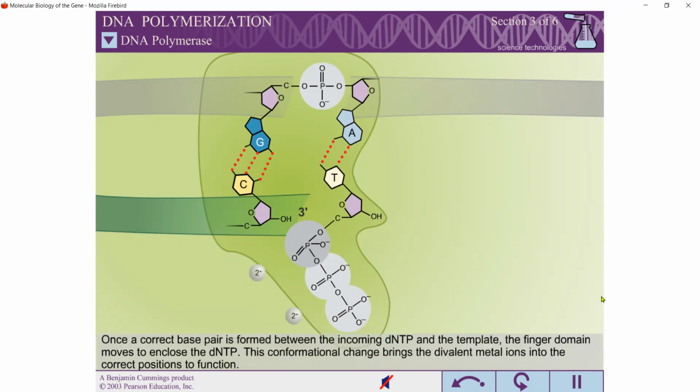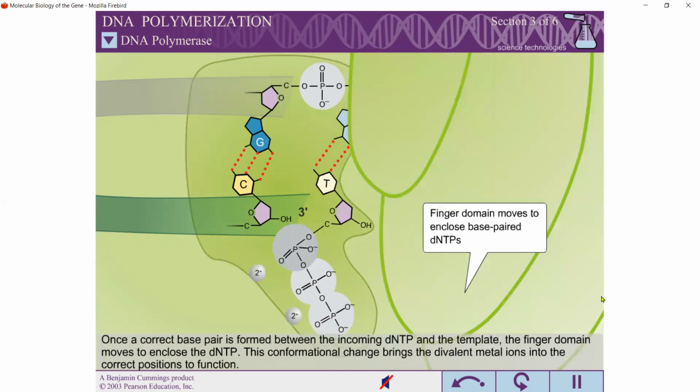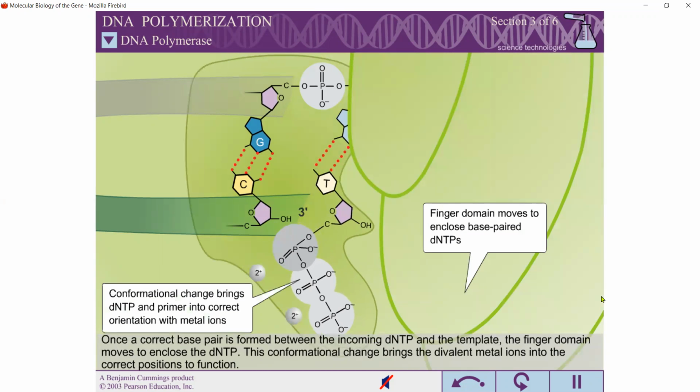So as I said, once the correct base pair is formed, as you can see, the finger domain moves to enclose the base paired DNA. As the finger domain has moved in, what did you see? The triphosphate has been moved towards the oxygen, in a position where the oxygen is now ready to attack the alpha-beta bond. So the position has been ensured.